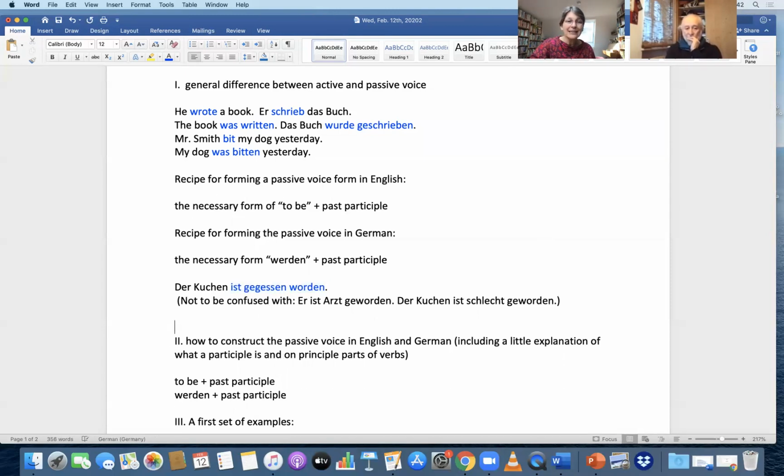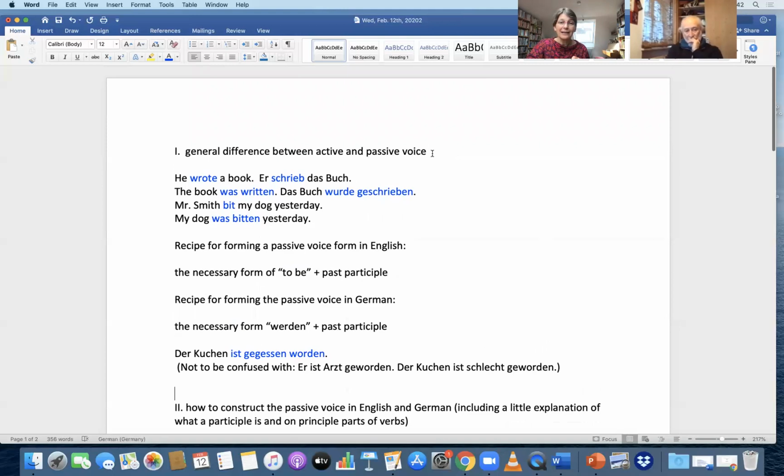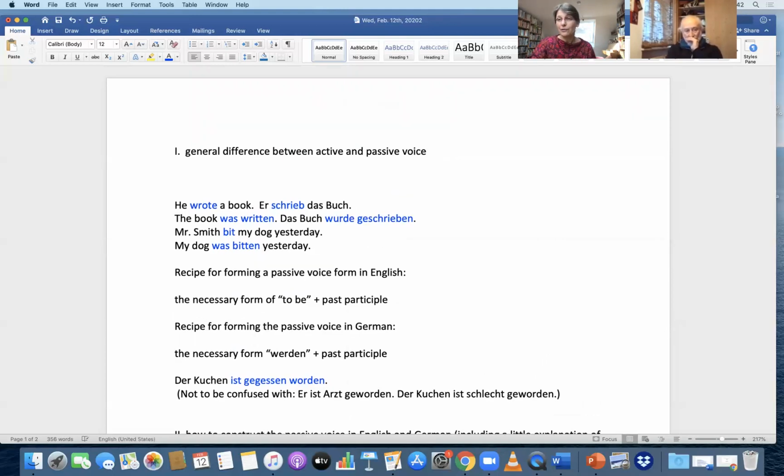Okay, so that's on constructing the passive voice. So, general difference between active and passive voice. We didn't write down the recipe. In the active voice, the subject of the sentence is the doer of the deed. Can we say it like this?